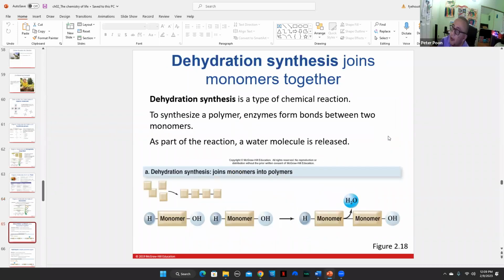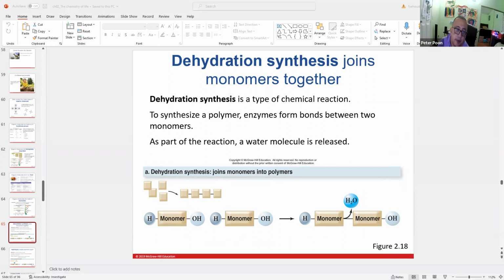The process by which we do this is called dehydration synthesis. Dehydration synthesis is the type of chemical reaction in which we take 2 monomers and attach them together to form a dimer, and eventually we join them together to form a polymer. The whole key to this is water. As part of the reaction, a water molecule is released. You can see H2O right here. We're going to cut that out.